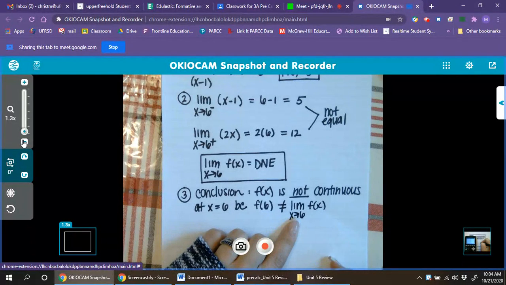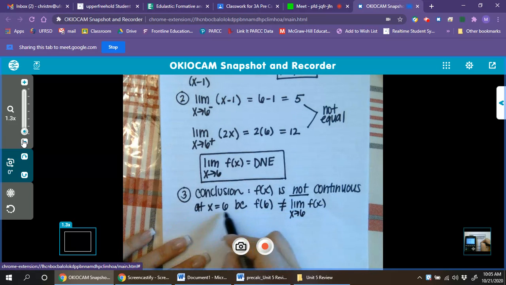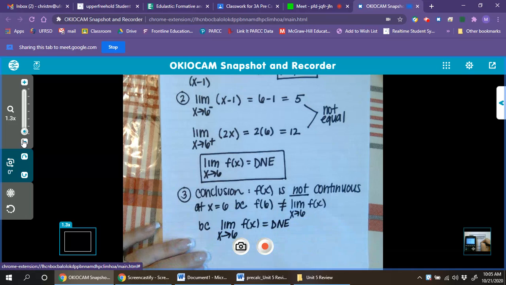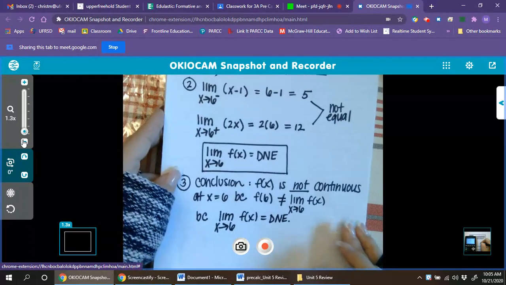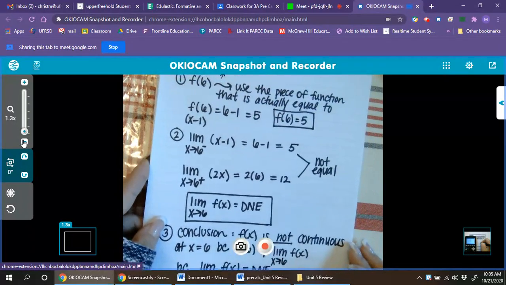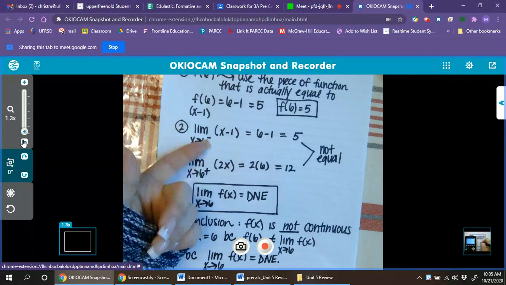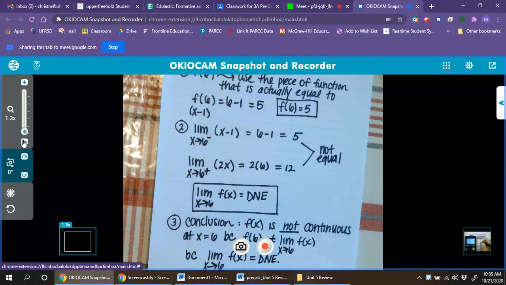That's what we needed. So let's see, not continuous because f of 6 does not equal the limit because the limit does not exist. So how could they equal each other if one part doesn't exist? Okay, so then what is happening here to make it not continuous? Well, it wasn't a hole because I didn't cancel anything out. Doesn't appear to be an asymptote because I don't even have a rational function. So what is this discontinuity?